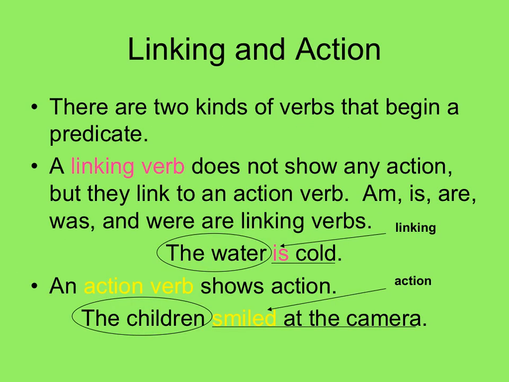Now there are two kinds of verbs that begin a predicate, and this will really help you in the lesson today. A linking verb does not show any action, but they link to an action verb. Am, is, are, was, and were are linking verbs. So, the water is cold. Is is the linking verb, which signals that this will be the predicate.